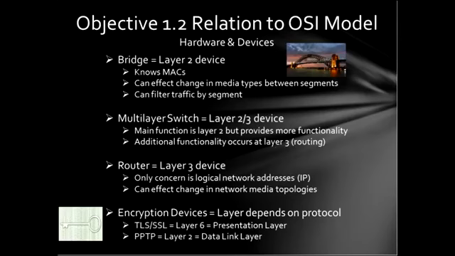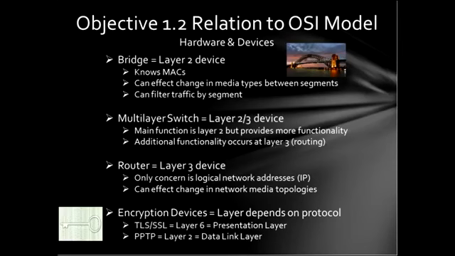Routers are the main device that live on layer 3. They're only concerned about IP addresses. They don't care about MAC addresses. They don't care about anything but IP addresses, network addresses. Just like a bridge, they can and often do change the network media topology. The most common one is taking input from Ethernet and sending it out on a serial line over the telephone wires.